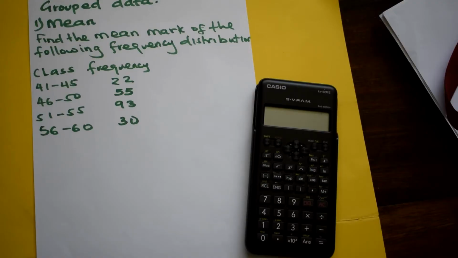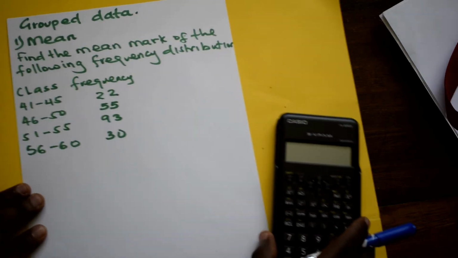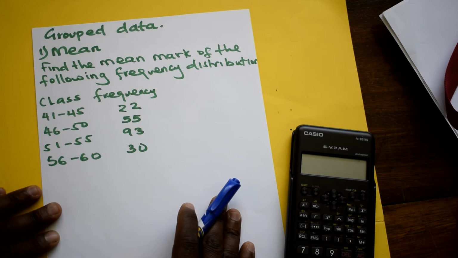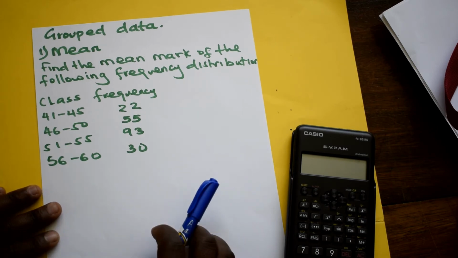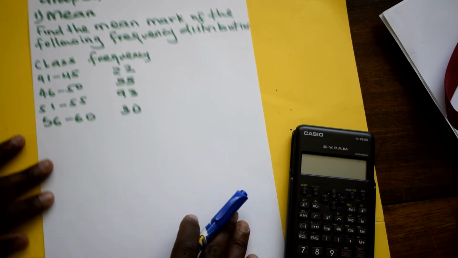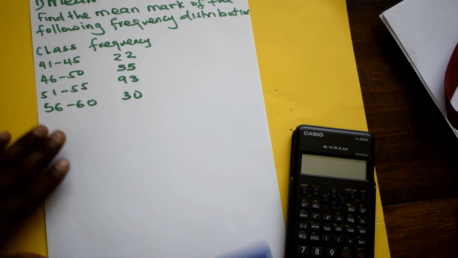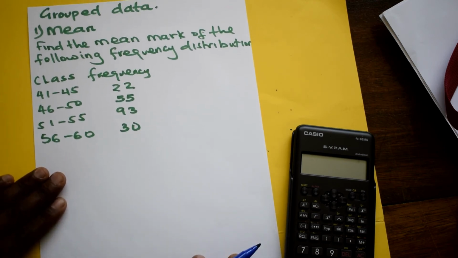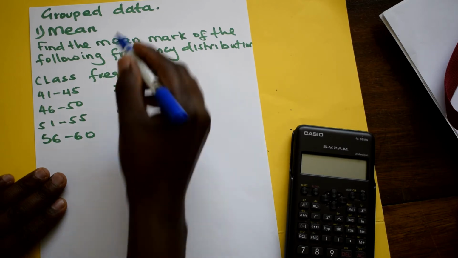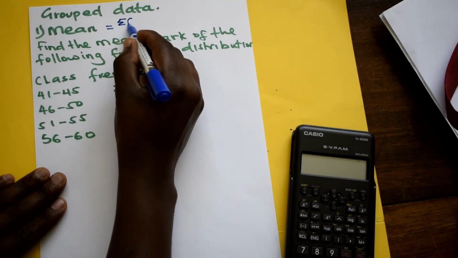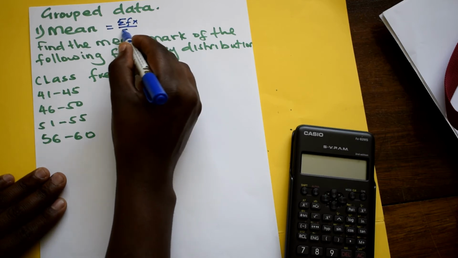So we proceed with grouped data, and the first thing we are going to look at is the mean. We have an example here. Find the mean mark of the following frequency distribution. The first thing to do with the mean, we have already indicated that the formula for the mean is given by the sum of fx over summation of f.